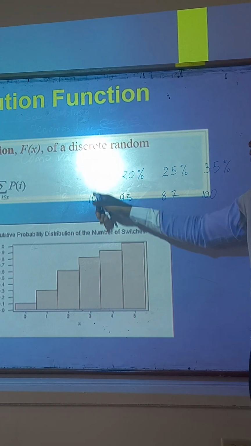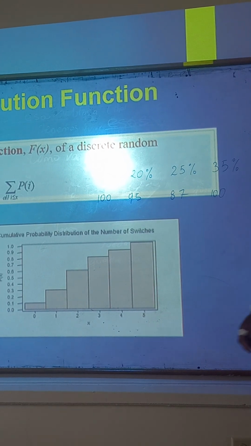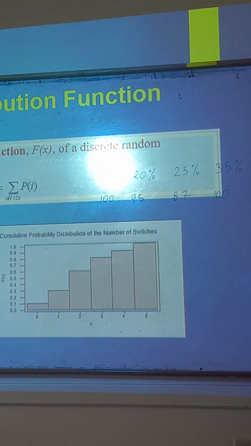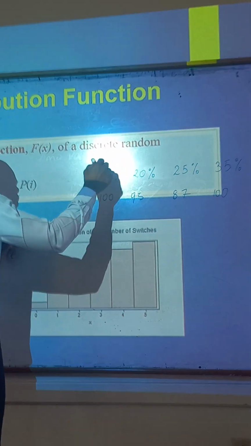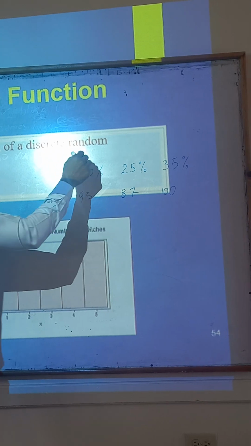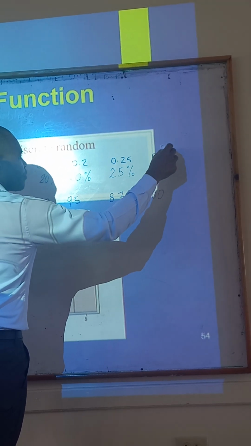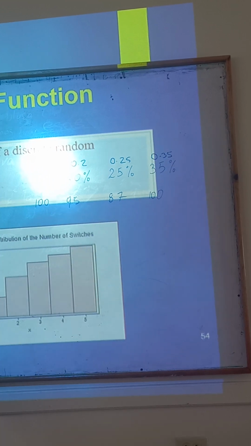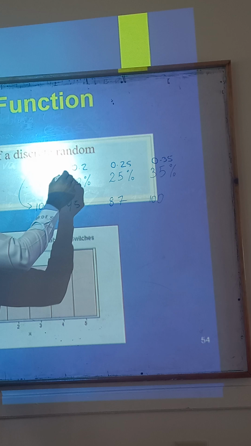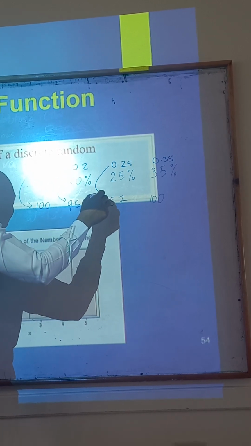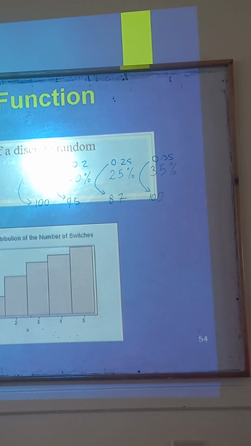The first one is weighted 20%. This one is weighted 20%. So 20% is 0.2, right? 0.2, 0.25, 0.35. And then you multiply, right? This 95 times this, this times this. You multiply and then add them up, right? So you find the average.